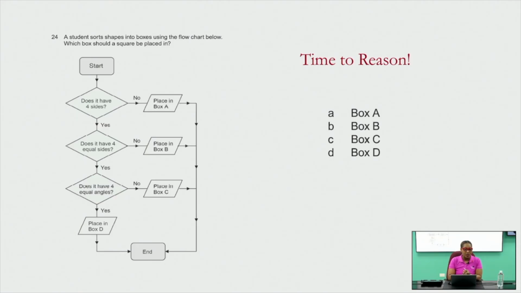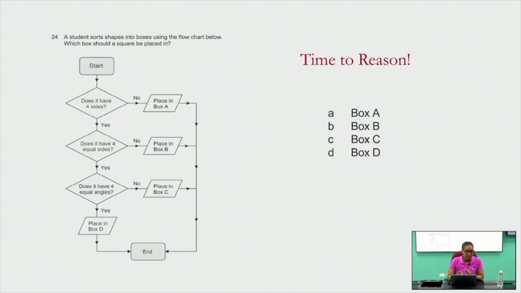So this question 24 says, a student sorts shapes into boxes using the flowchart below. Which box should a square be placed in? So you want to read and pay attention. So we start, does it have 4 sides? So your question is, does a square have 4 sides? For this question, you have to be fully clear on the properties of a square. Yes, a square has 4 sides. So you'd continue straight down because the answer there is yes.